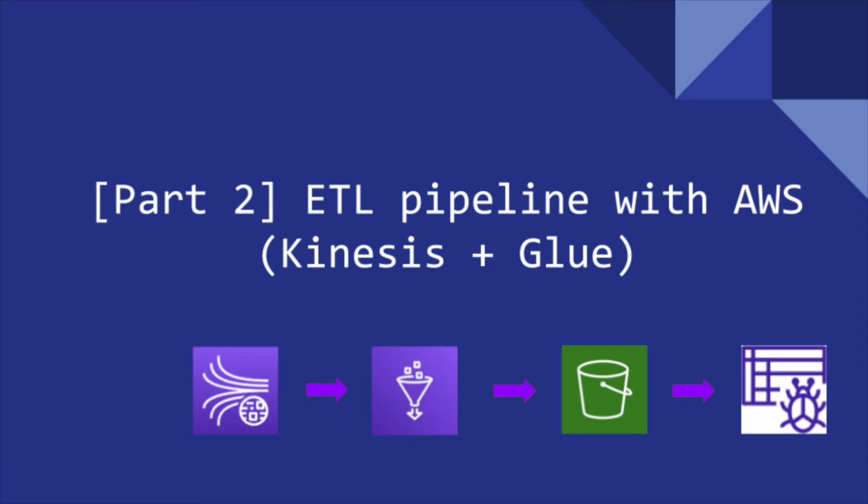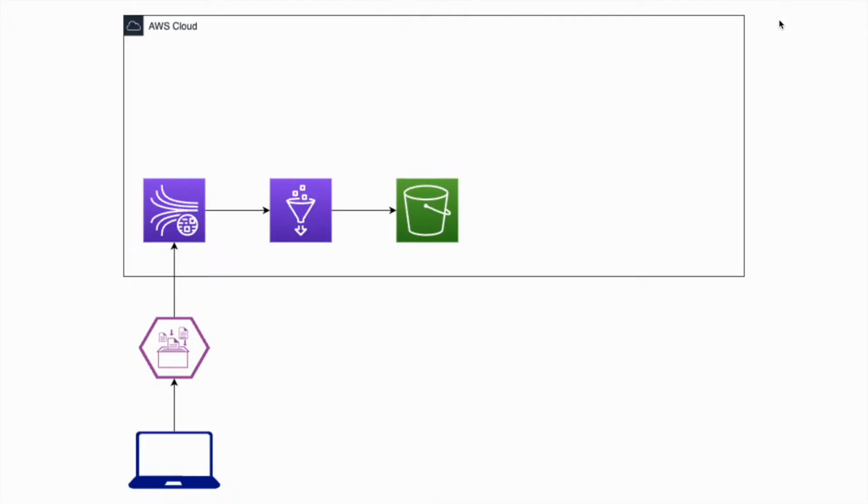Hello. Today's topic is the next part of making a simple data pipeline with AWS infrastructure, following from video part 1, which I've uploaded several weeks before. This is the logic I've made in the previous video.